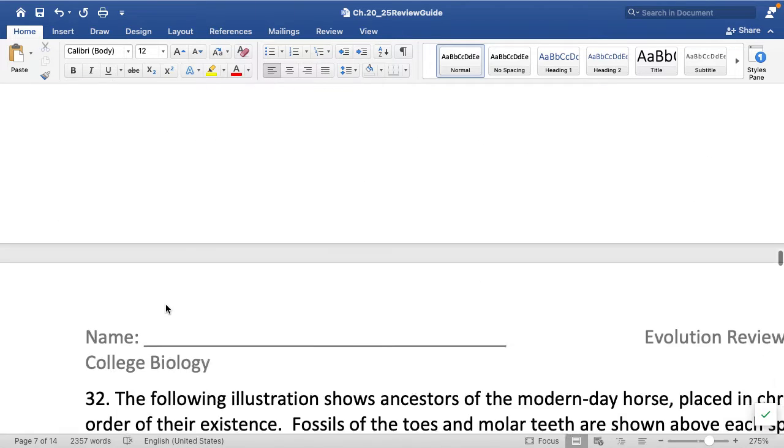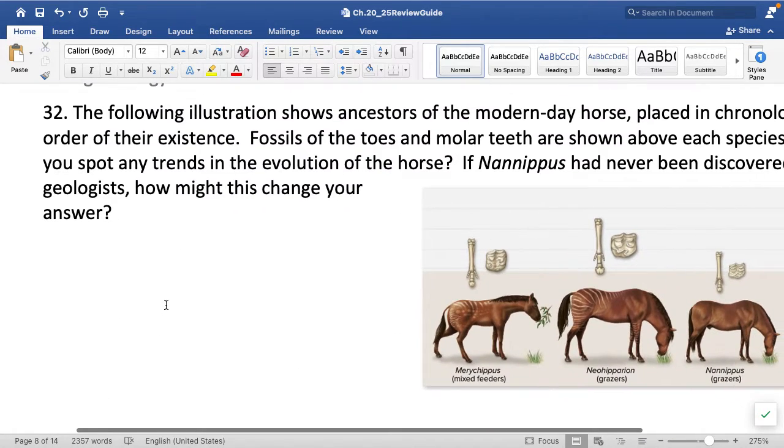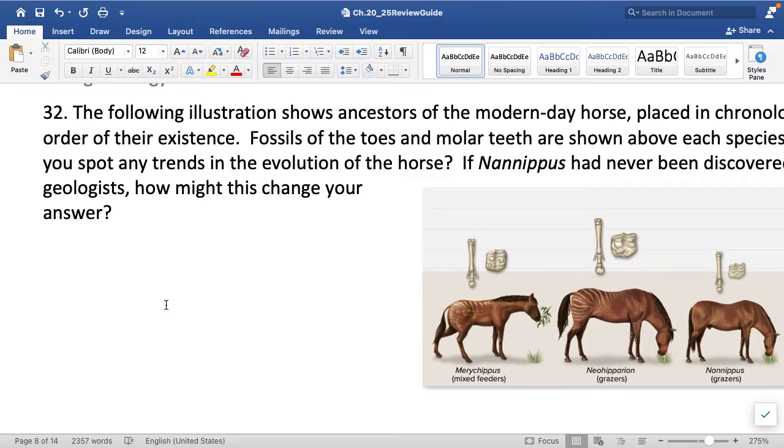Okay, the following illustration shows ancestors of the modern day horse placed in chronological order of their existence. Fossils of the toes and molar teeth are shown above each species. Do you spot any trends in the evolution of horses? Let's talk about trends. Only a single toe, and the molars are smaller. So fewer toes, and smaller molars.